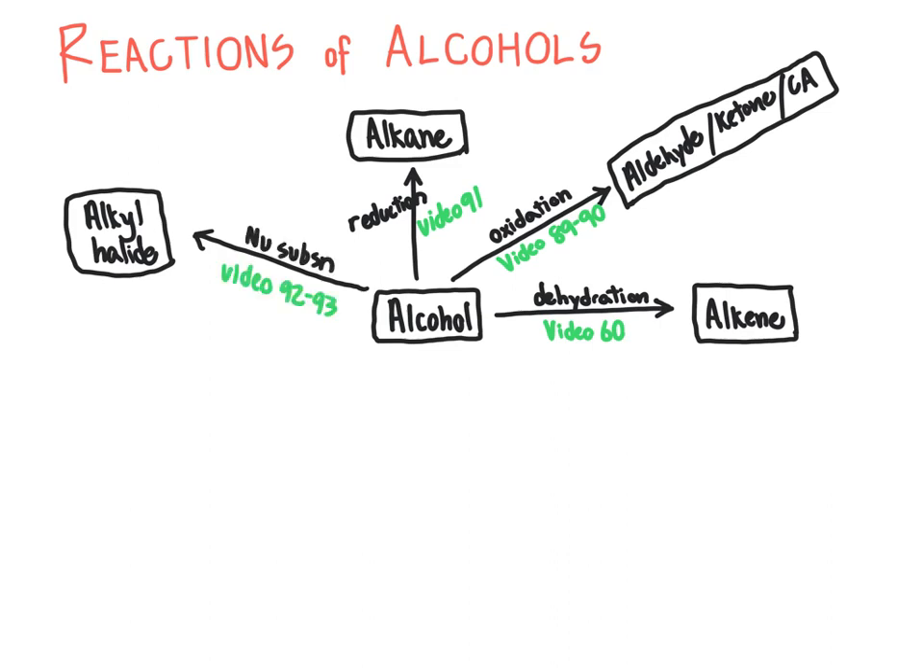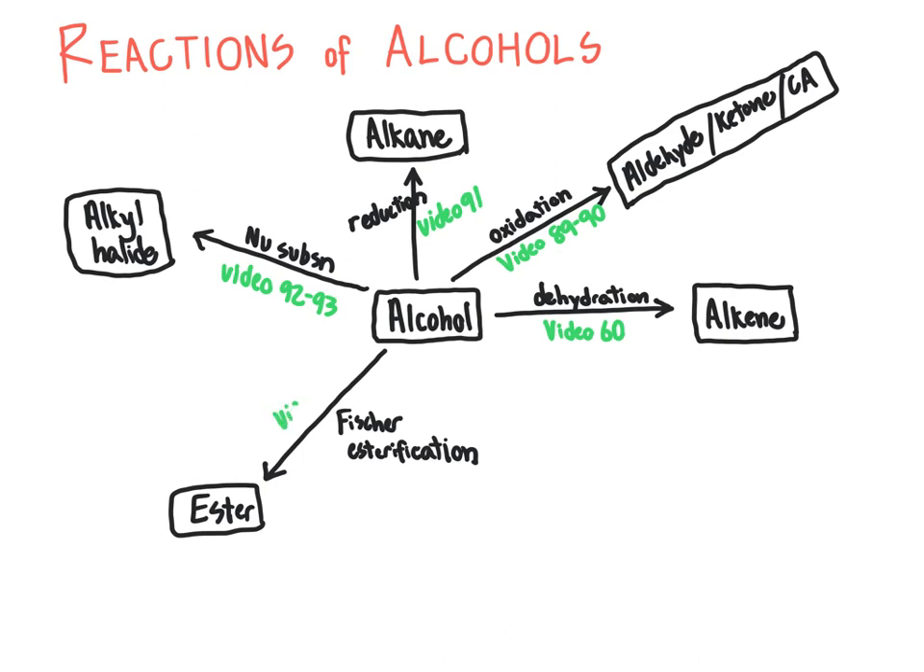Continuing on to look at additional types of reactions that alcohols can undergo, we can convert alcohols into ester molecules by carrying out a type of reaction referred to as the Fischer esterification. In the Fischer esterification, we're going to react a carboxylic acid with an alcohol to yield an ester, and we're going to focus on that reaction type onward in video 94.